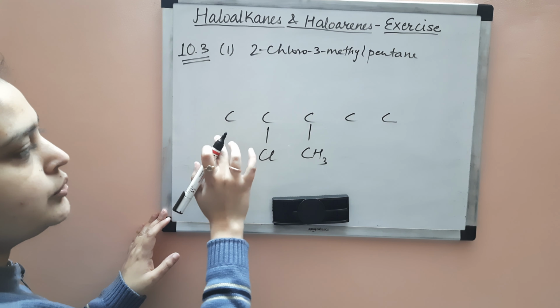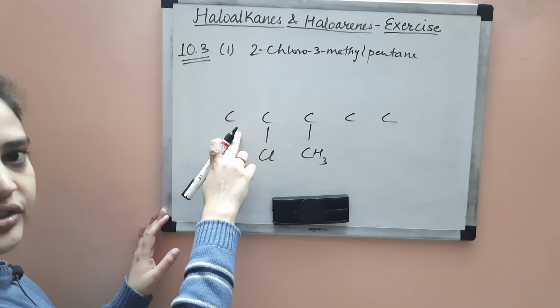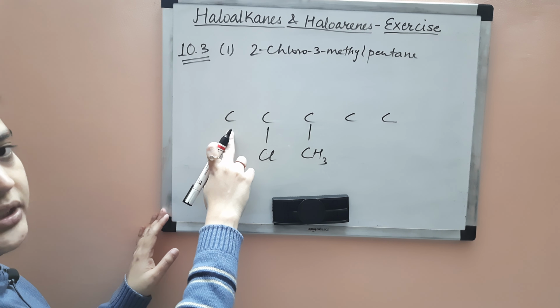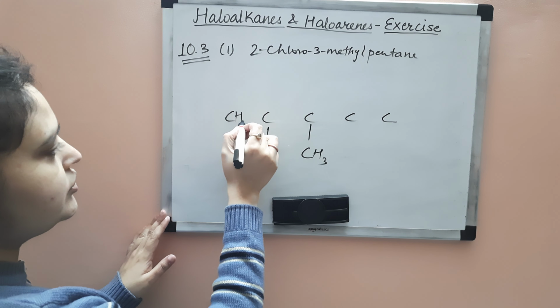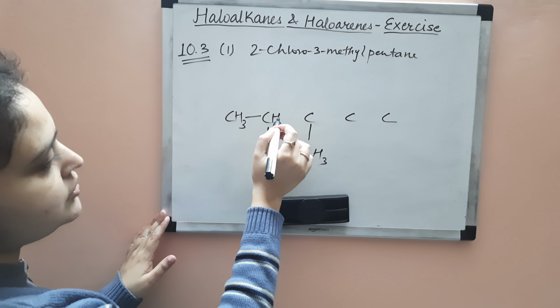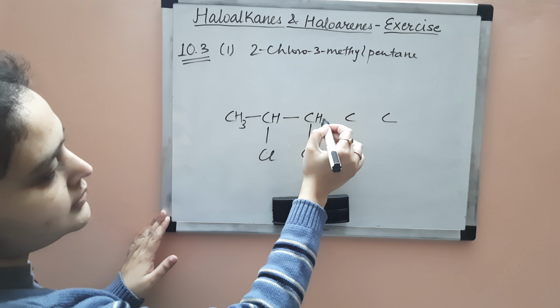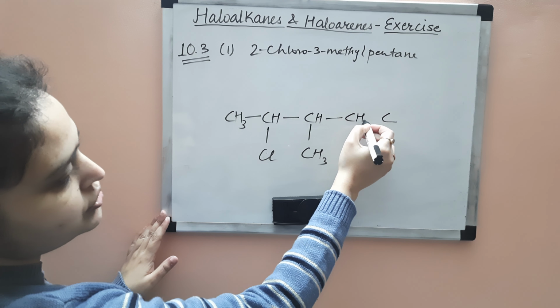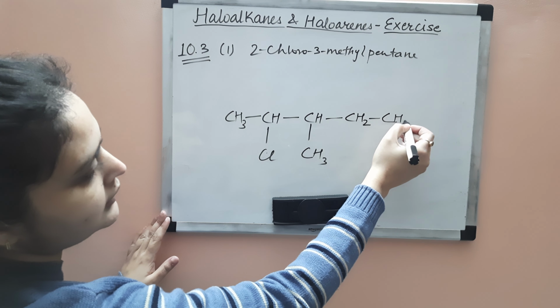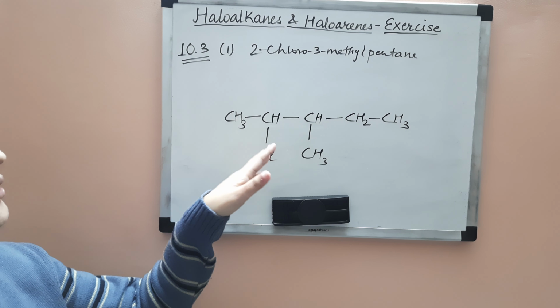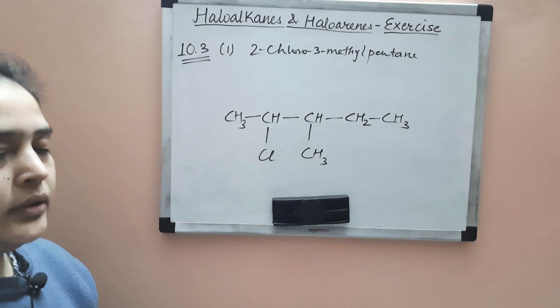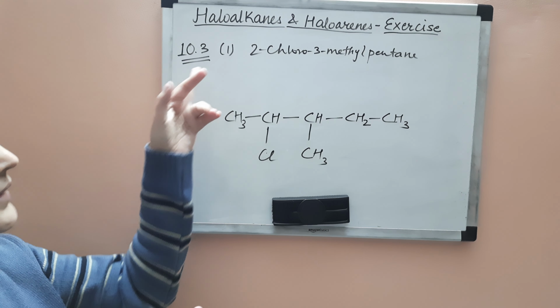Now you will have to put hydrogen atoms as per the valency of the carbon atom. Valency of carbon atom is 4. So here CH3 will come, here CH, here CH, CH2 and then here CH3. So this is how you will draw the structure of the compound, right? So let us move on to the second compound.